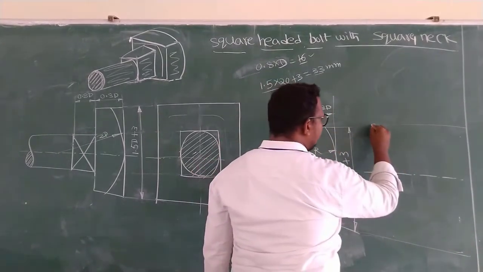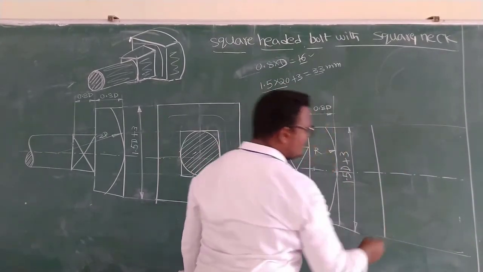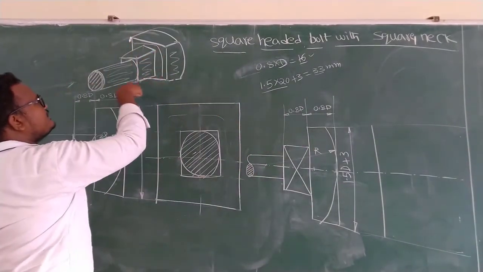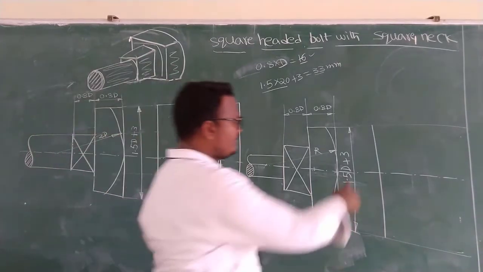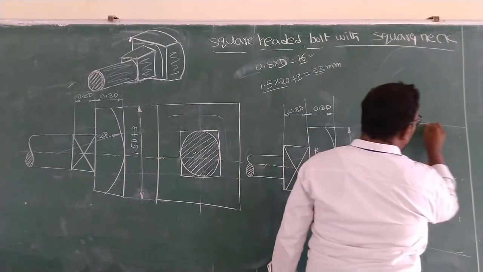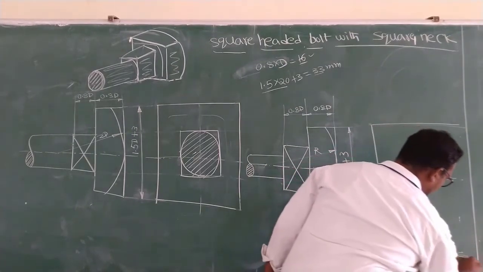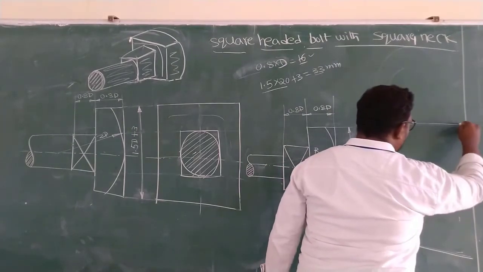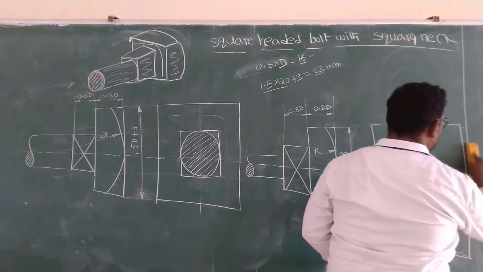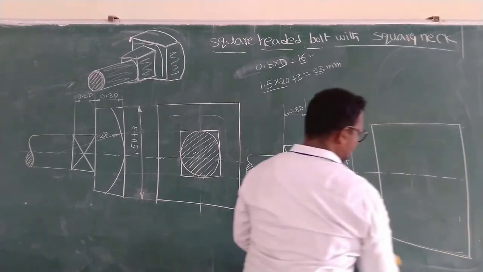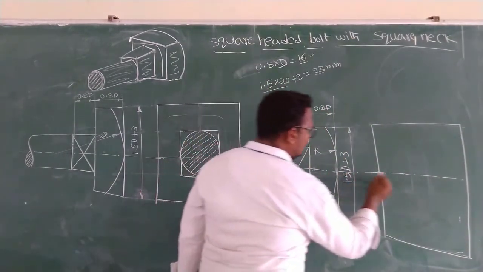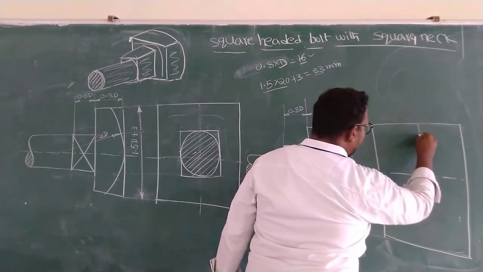Okay, that means this side as it is we will get. But this is a square head. That means all sides should be same. So whatever the value we get here, the same value here also we will get. Okay, and then in the middle draw one more axis line.